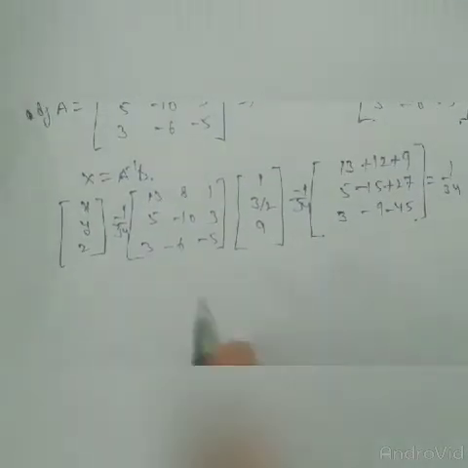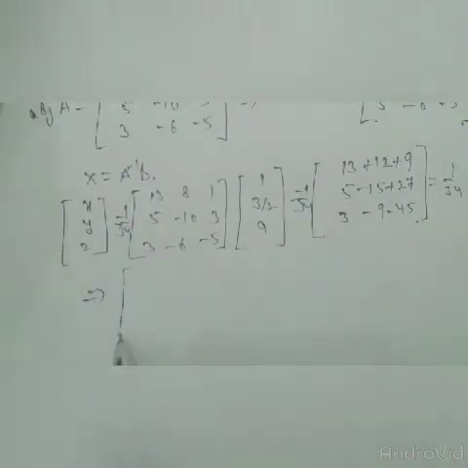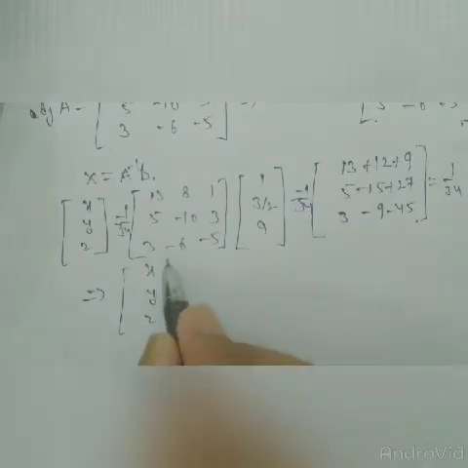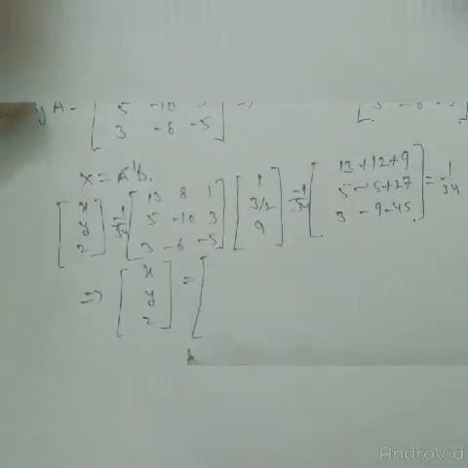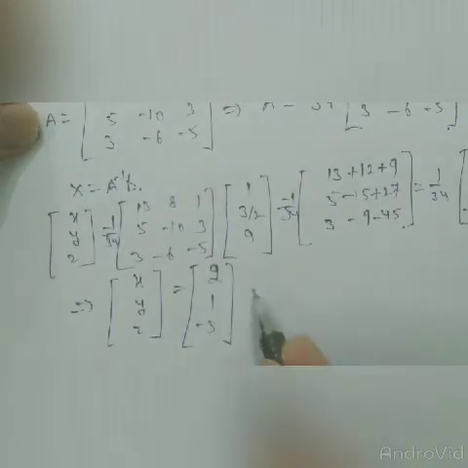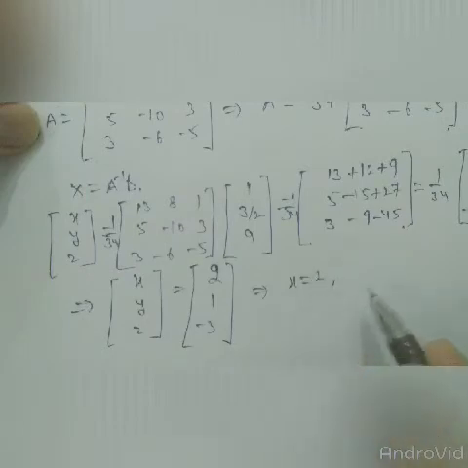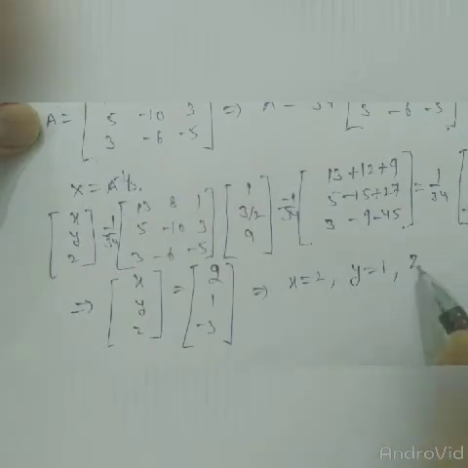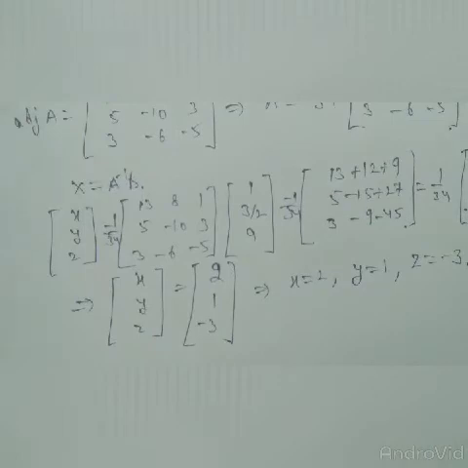Clear? So if we put x, y, z divided by 34, the result is 2, 1, minus 3. So if we equate, x is 2, y is 1 and z is minus 3.